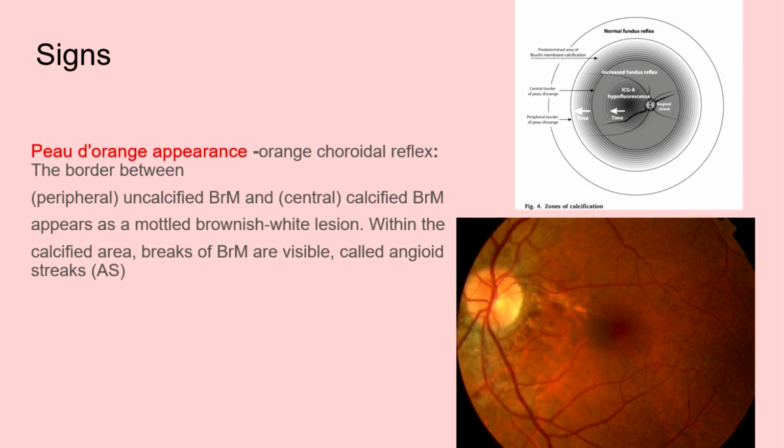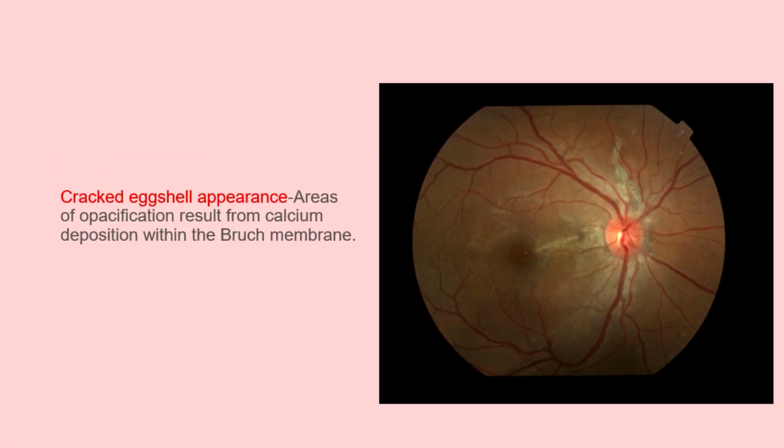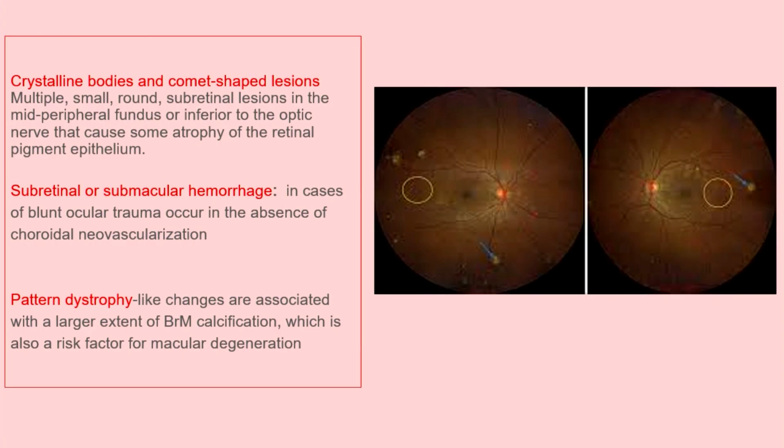These are some signs of angioid streaks. Peau d'orange appearance, also known as the orange choroidal reflex. There is a central calcified zone and a peripheral uncalcified Bruch's membrane zone. So within the calcified area, the Bruch's membrane break will be seen. That is the angioid streaks. And the cracked eggshell appearance, that is the opacification of the Bruch's membrane due to the deposition of calcium.